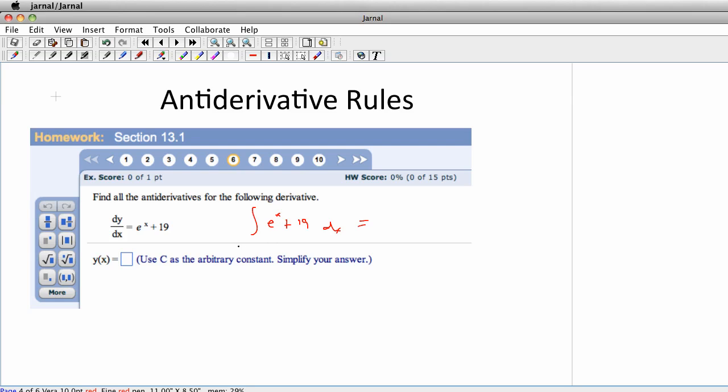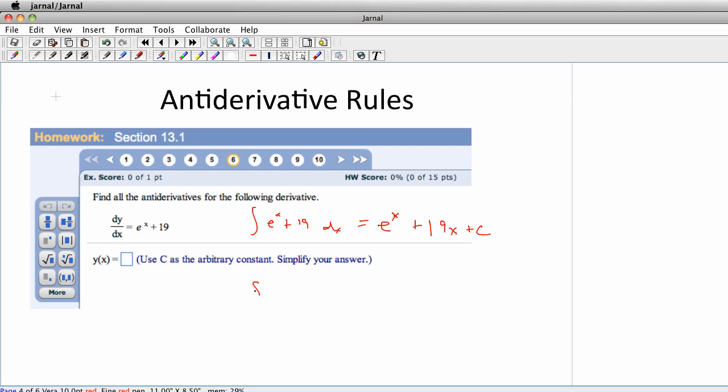Just like derivatives, we like the e to the x antiderivatives because they're easy. The antiderivative of e to the x is e to the x, again because the derivative of e to the x is e to the x. The antiderivative of 19 should be 19x, and then plus any constant.